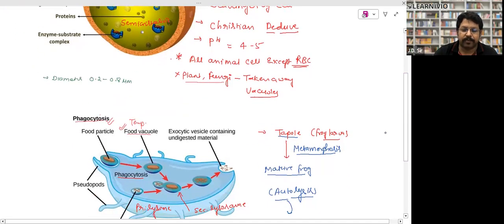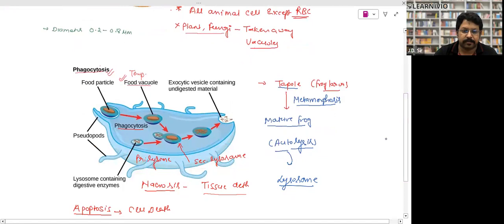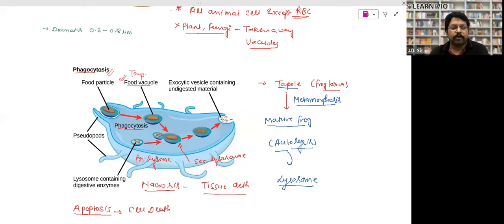Look, what is their function in the cell? Try to understand. When the cell eats something, that is called phagocytosis. Through phagocytosis, it forms a food vacuole. This is an amoeba, right? It has engulfed the food vacuole.